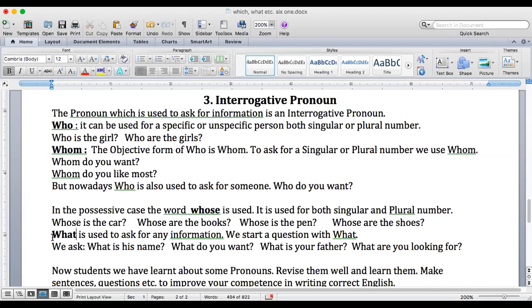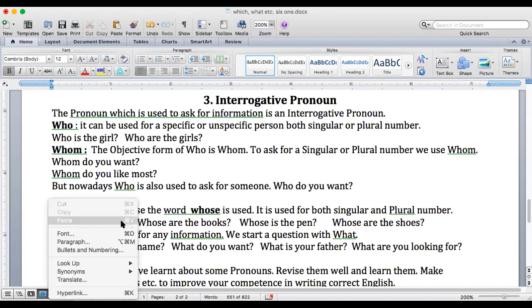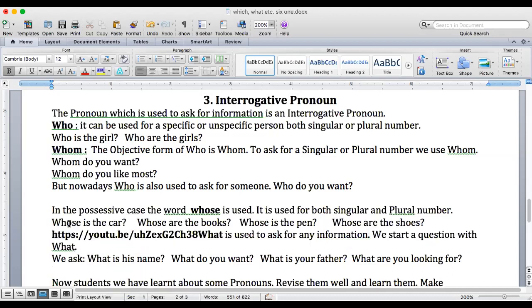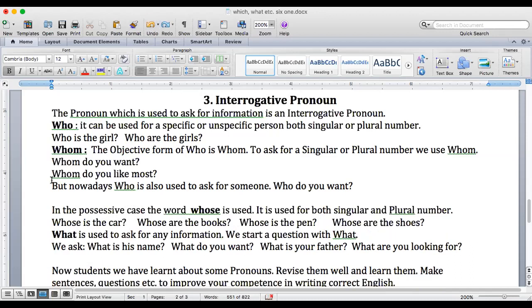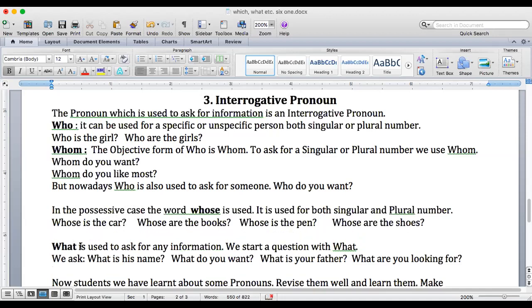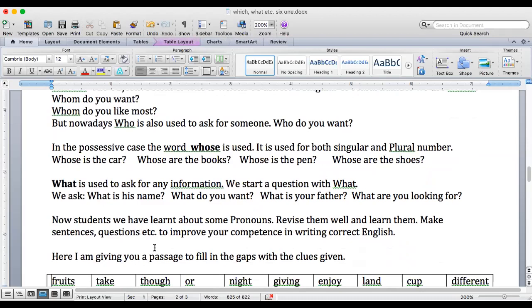All right. Now here again, what is used to ask for any information. We ask a question with what. We ask, what is his name? What do you want? What is your father? What are you looking for? So we ask, what is his name?